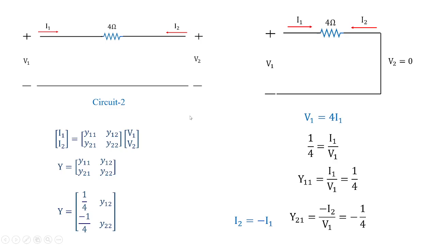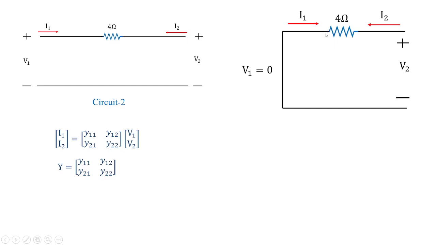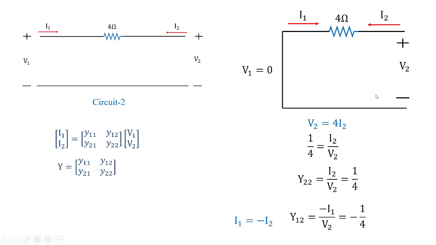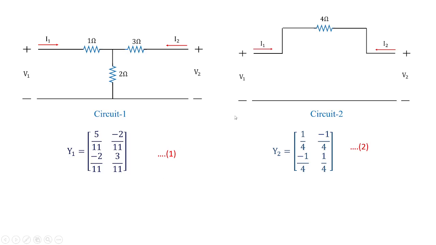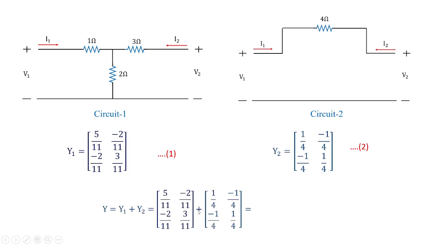Since the circuit is same for Y12 and Y22, I am going to short circuit the port 1 and I'm going to get the value of Y22 and Y12, which is again equivalent to minus 1 by 4 and 1 by 4. This I am treating as equation 2. Hence, with these two circuits, I got the value of equation 1 and equation 2. I'm combining with addition and I'm going to get the value of Y parameters, which is obtained as 31 by 44, minus 19 by 44, again minus 19 by 44 and 23 by 44. This answer we already got with method 2.